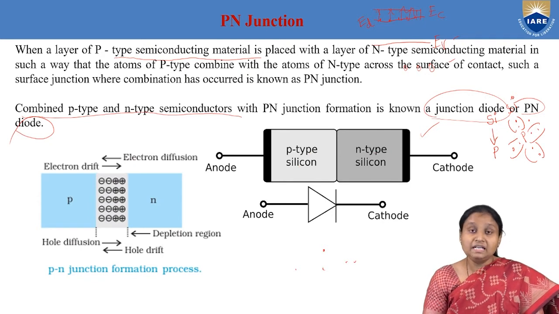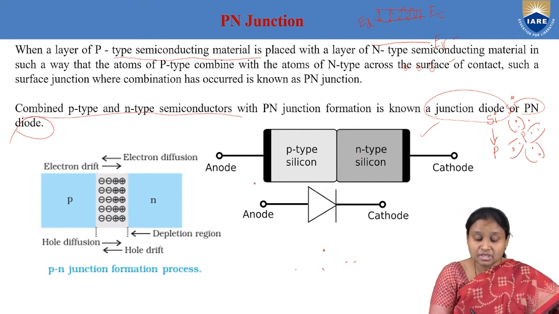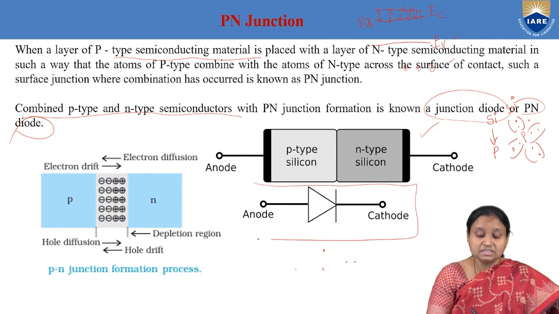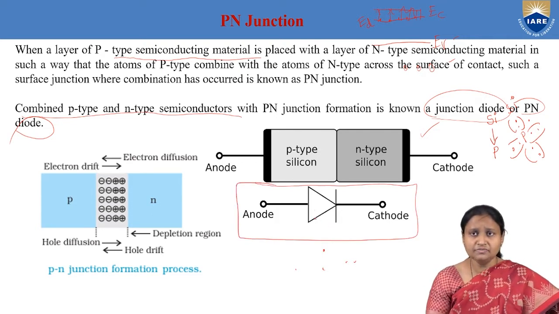And here I have n-type silicon. So here also our base intrinsic material is silicon. To that, when we add pentavalent impurities, it forms n-type silicon. And when we combine this p-type and n-type silicon, of course there is formation of a p-n junction, which is also called a junction diode. And what is the symbol of the junction diode? As you can see in the below figure, this is the symbol for the junction diode.